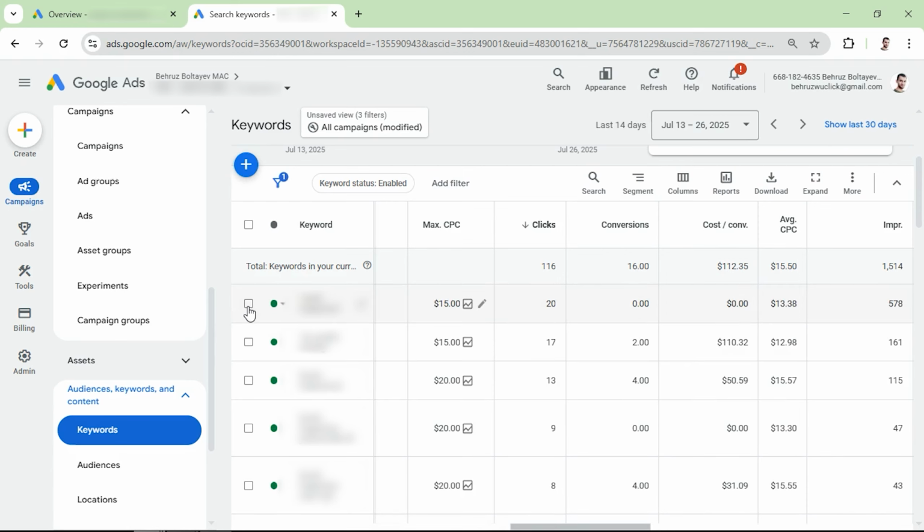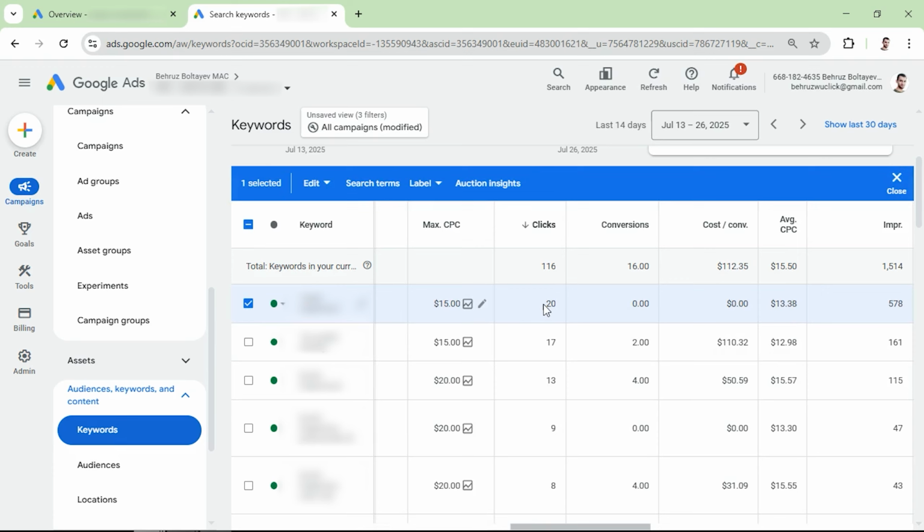This keyword, as you can see, has already got 20 clicks. I think it could be the highest spending keyword, but it has not converted for the last 14 days. So for me this is a clear sign that I need to pause this keyword, which leads to the next section.